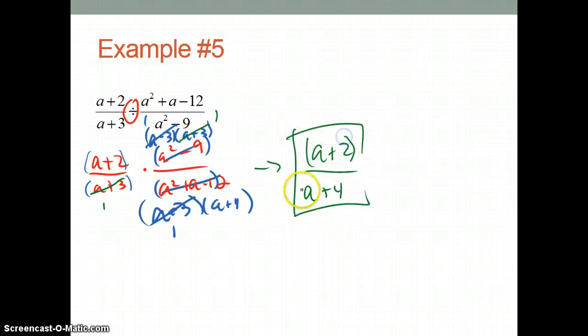And if you want, you can keep those in parentheses to allow yourself to fully know that we cannot cancel anything else. It's important to note that this a and a cannot cancel because here they are certain factors. They are stuck in that factor.